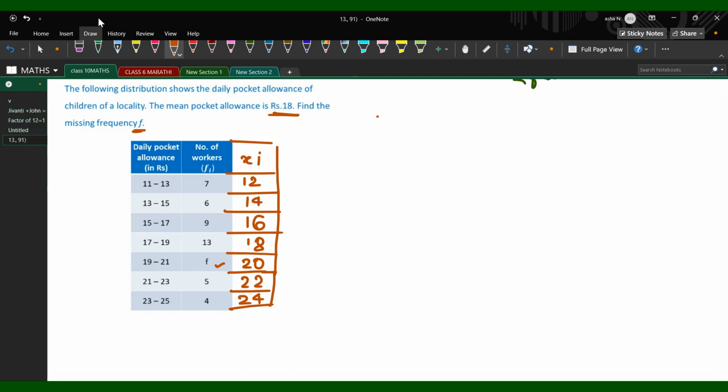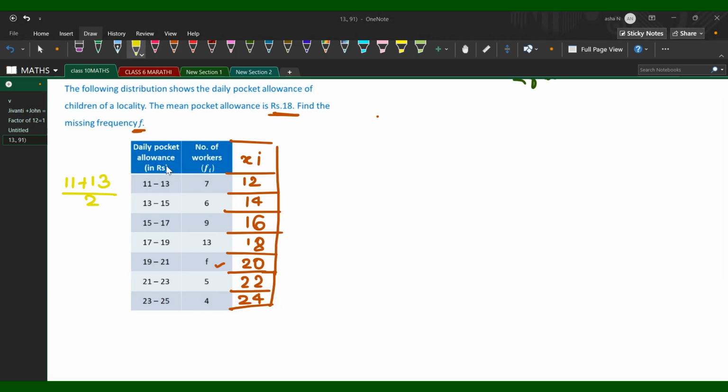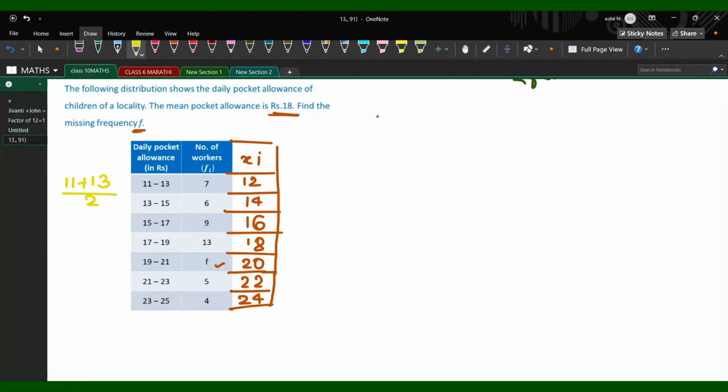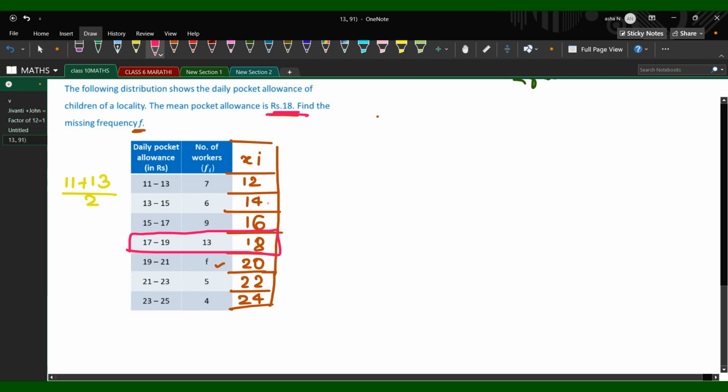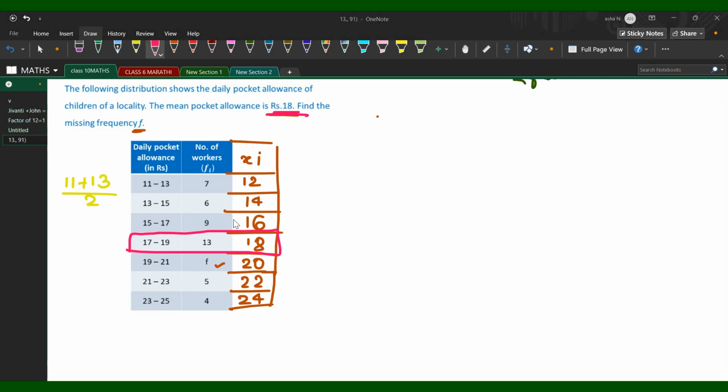How did I find x_i? First one I will do for you. 11 plus 13, divided by 2. And I told you, the number in between is what it will be, as the range is like that. So it is the one which is there in the middle. What do you think? What will be the assumed mean here? Oh, wait. Why will we assume a mean? Mean is already given, 18. Yeah, that will be the mean. That is a. Now in this question, we have to find out one frequency which is missing here.